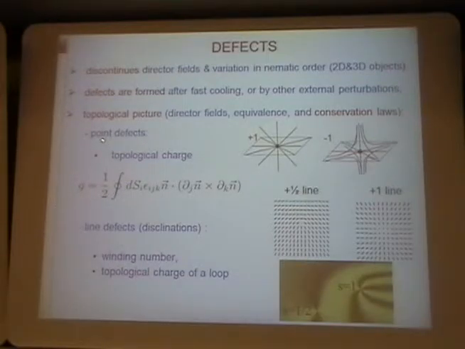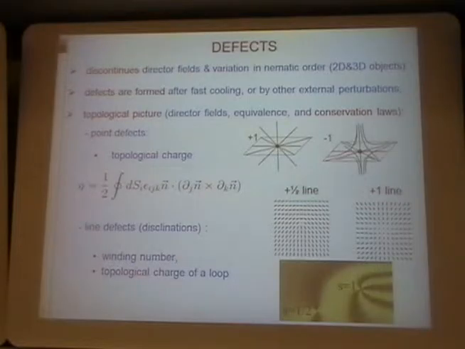And now we have point defects. Here are two simple examples: a hedgehog, and then minus one, the hyperbolic hedgehog. And then we talked about the topological charge, which somehow measures the flux of the director through the enclosed space. In this case, these are plus or minus one under the convention which is usually used.